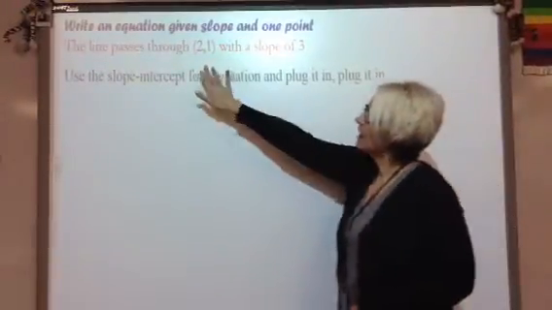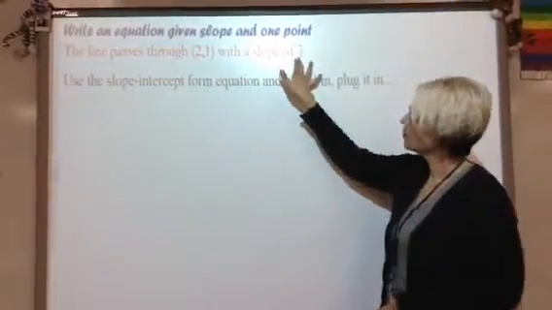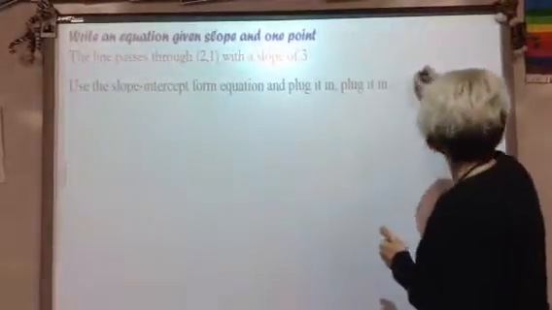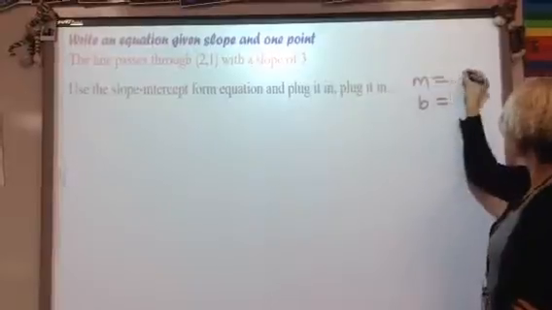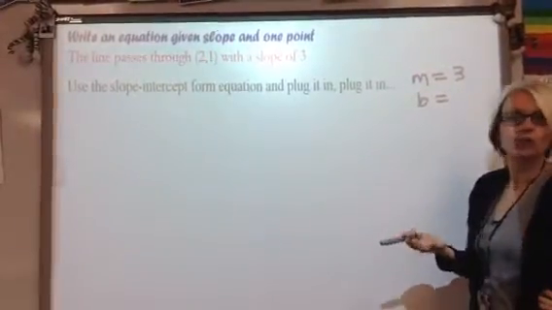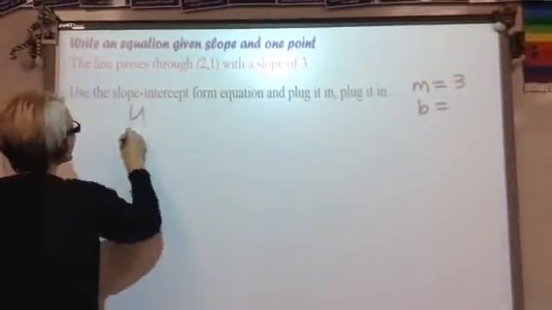So if a line passes through (2, 1), and it has a slope of 3, and we want to write it in slope-intercept form, we need to know 2 things. We need to know this, and we need to know this. Well, we know the slope. What we don't know is the b, and we can't just guess. So what we're going to use is substitution. Here's how it works. This is our equation.